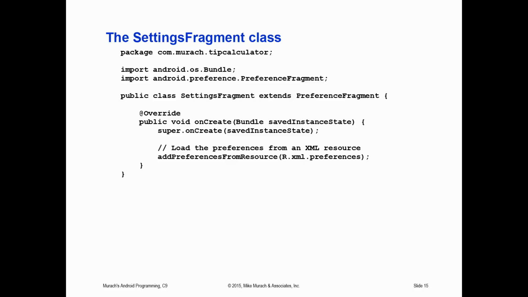Figure 9.6 on pages 270 and 271 show how to create a fragment that displays preferences. The first code example that we see right here shows a fragment named SettingsFragment, and that inherits the PreferenceFragment class. It's pretty much the same code as what we looked at for the SettingsFragment class in the last chapter.